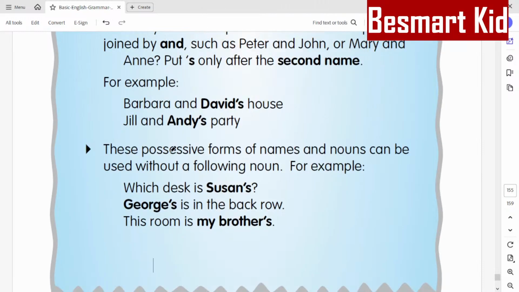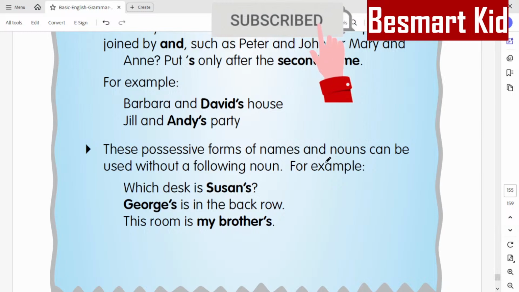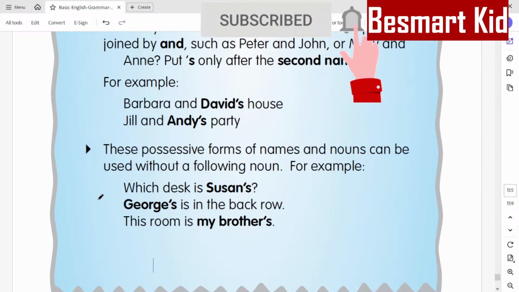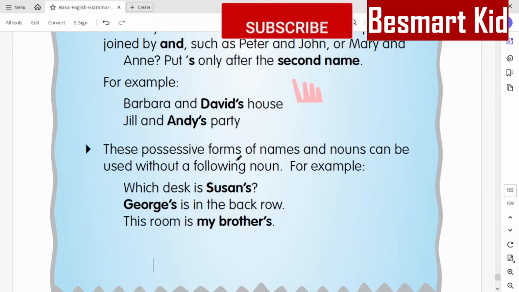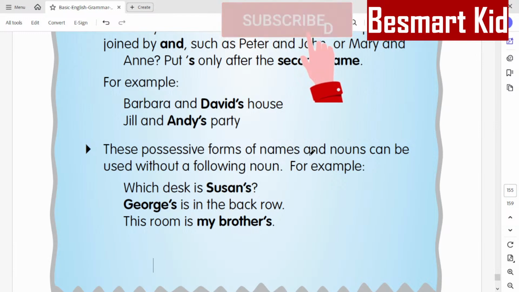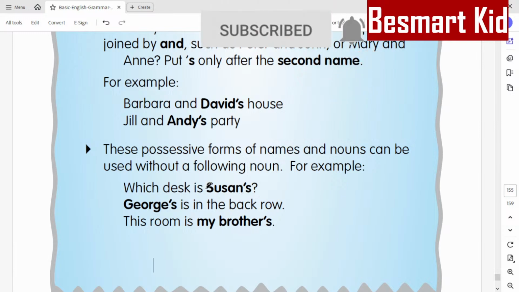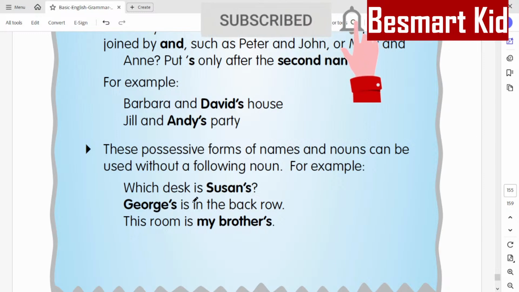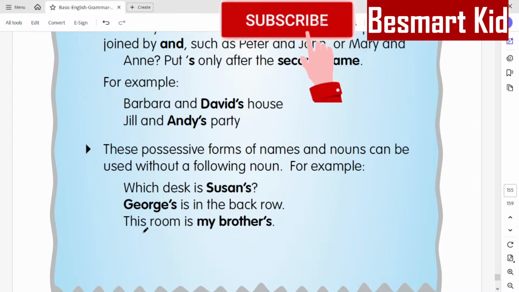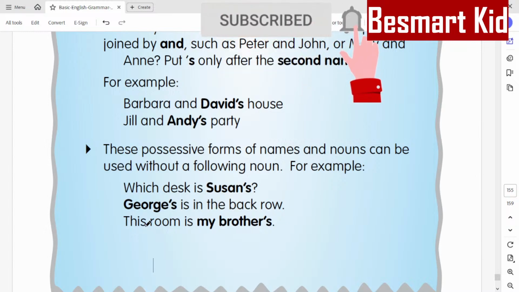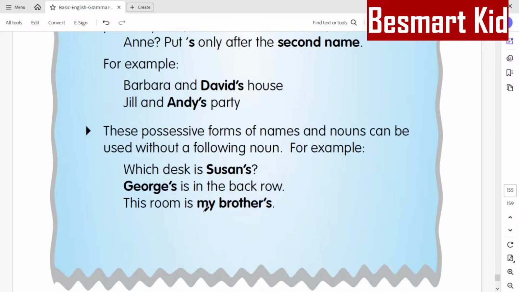These possessive forms of names and nouns can be used without a following noun. For example, which desk is Susan's? George's is in the back row. This room is my brother's.